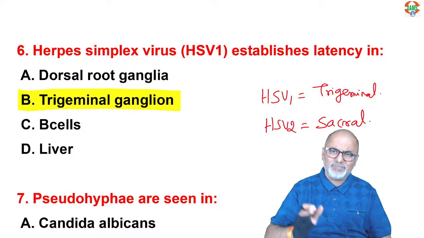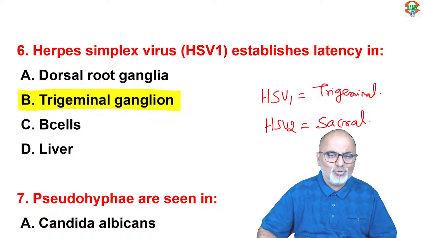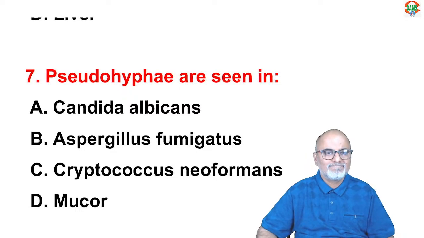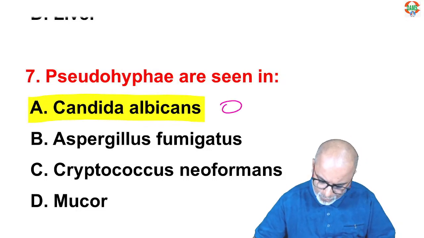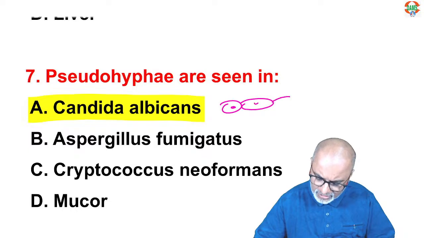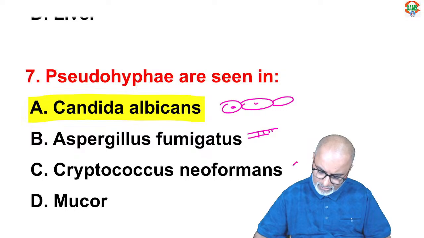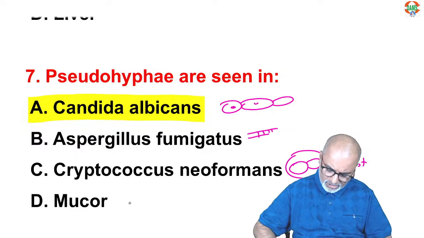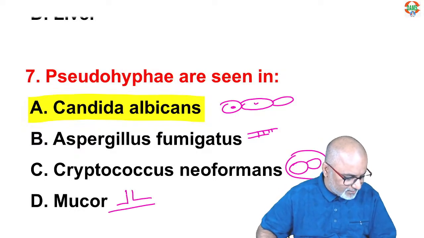These are all the questions they previously asked. Some of them I put the year in brackets. Pseudohyphae are seen in Candida albicans. Constricted, germ tube, pseudohyphae are all features of this. Aspergillus has septate hyphae. Cryptococcus is a capsulated yeast. Mucor has aseptate hyphae.